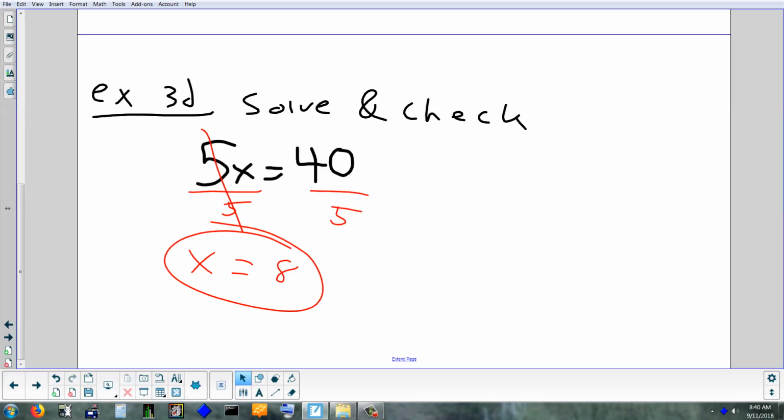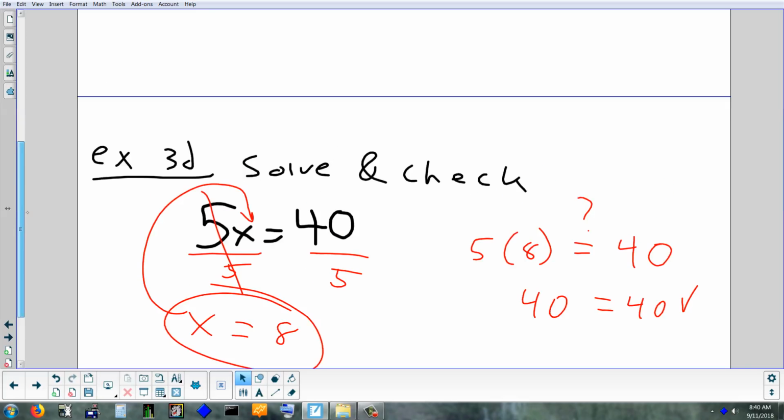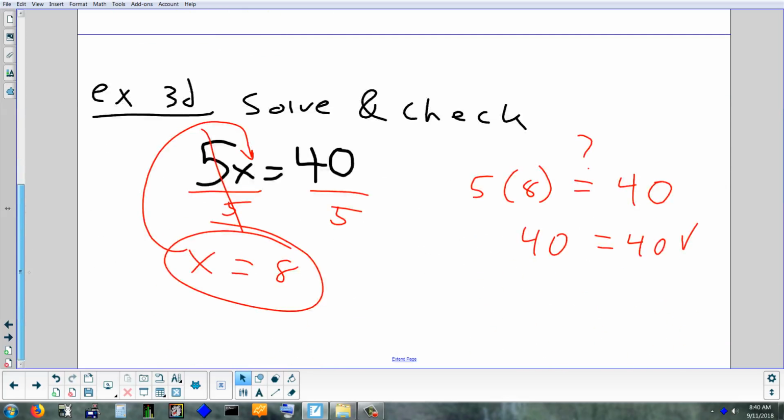How do I check it? You plug in what x equals. Plug in what x equals into x. So we've got 5 times 8. And the question is, does that come out to what they told us it should? 5 times 8, is that 40? Yeah. We're good. Very similar to example 3A. Any questions on that one?